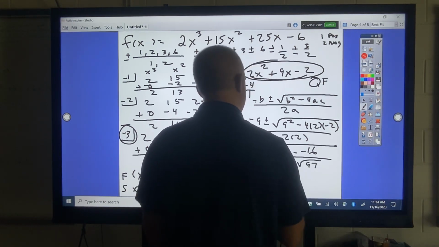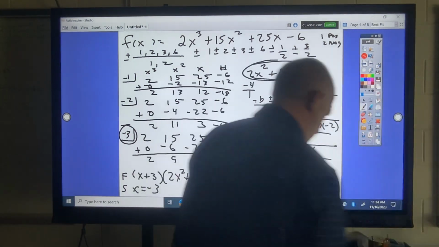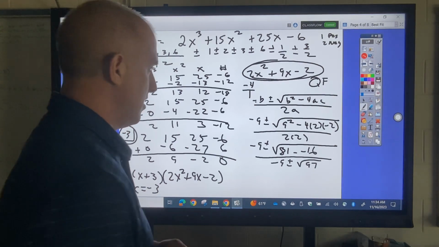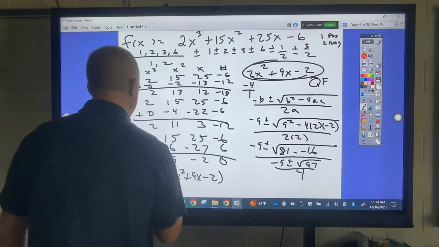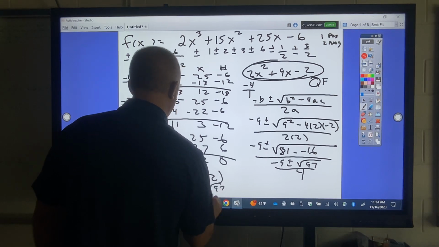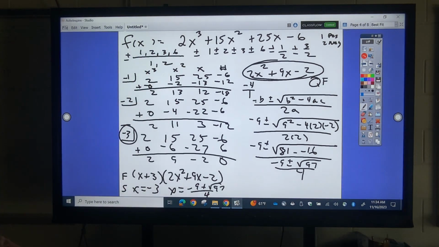Okay. Now, could I break down 97? I don't think I can. 97 divided by 3, no. I think that's as far as I can go. So my other solution here is negative 9 plus or minus the square root of 97, all over 4. I think that is correct. Just want to double check that real quick. Yep, that is correct.